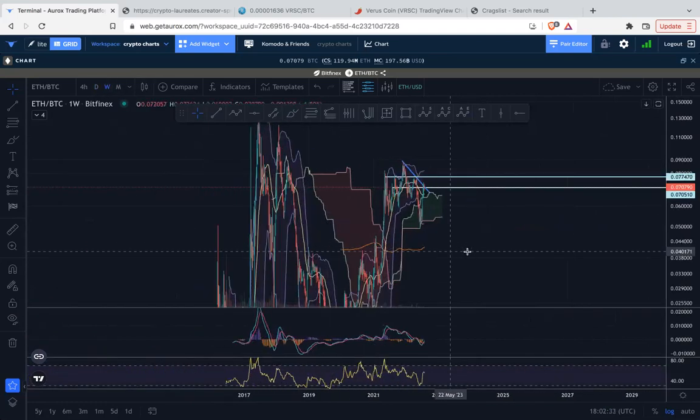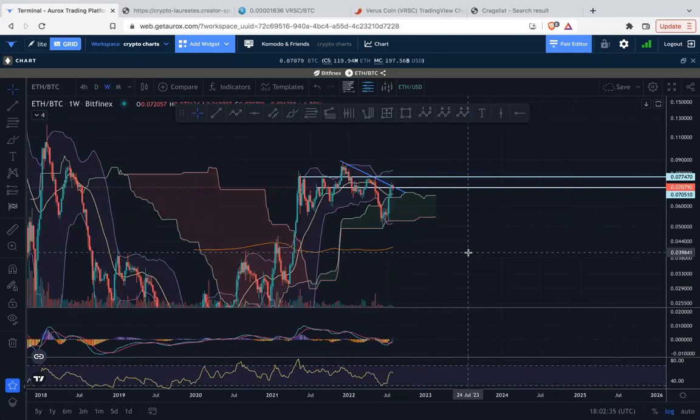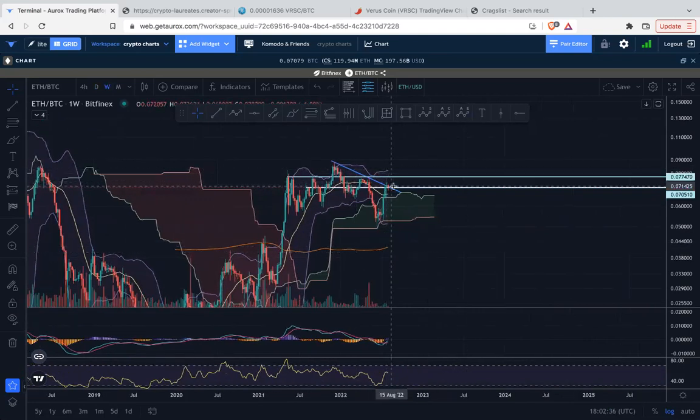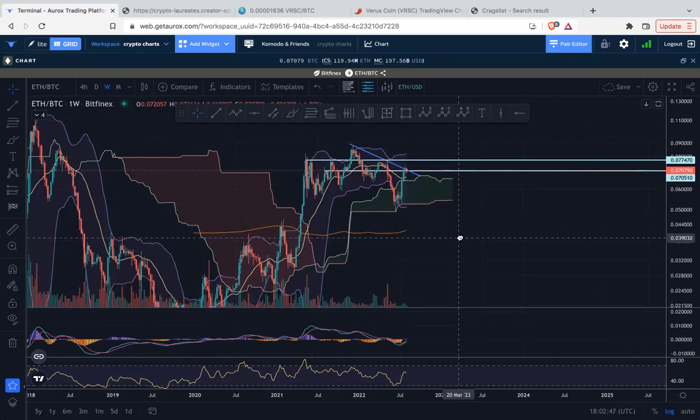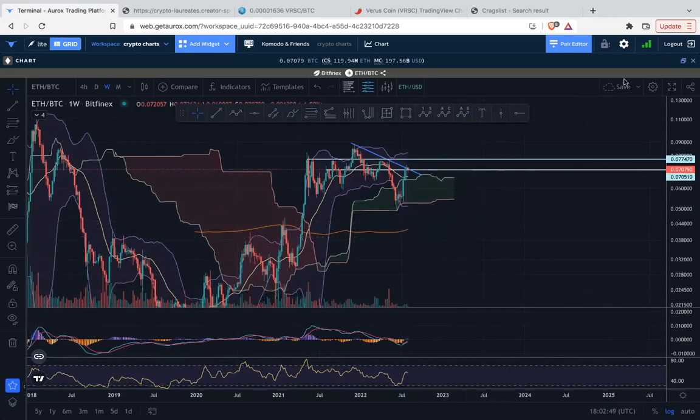And I guess that's it for now. Watch it take the space on the other side, the right side of this downtrending resistance, and see where it goes from there. All right, that's it for now. That's Ethereum.